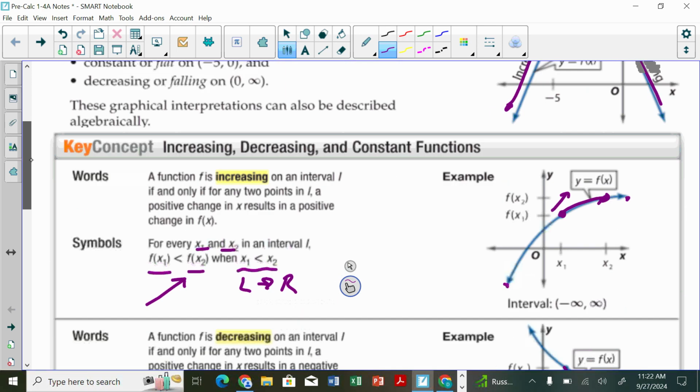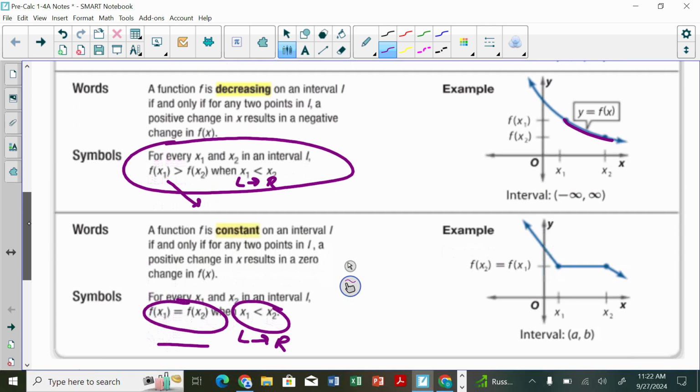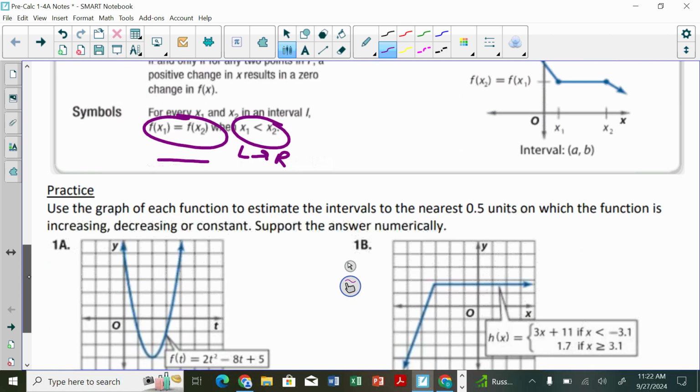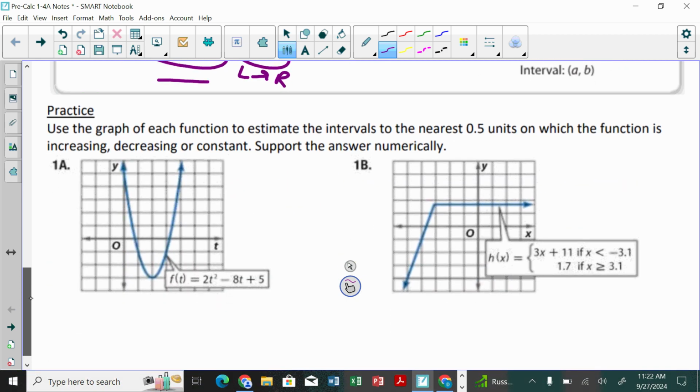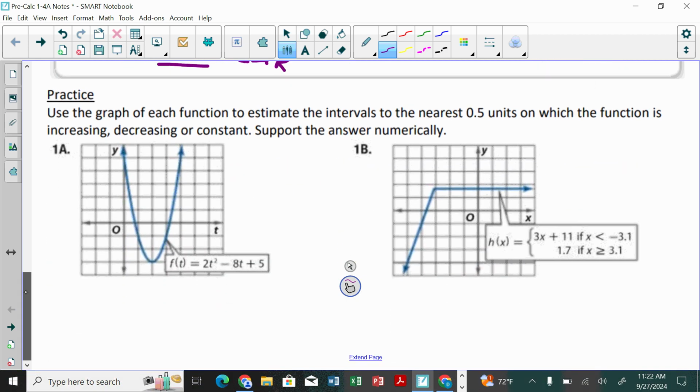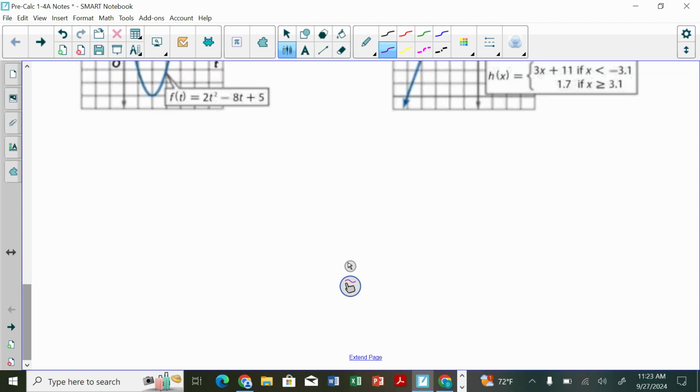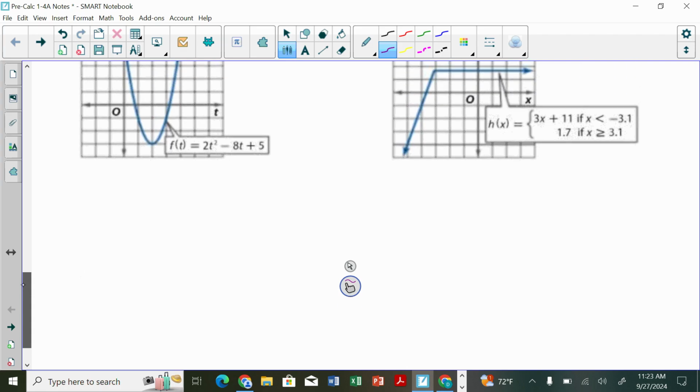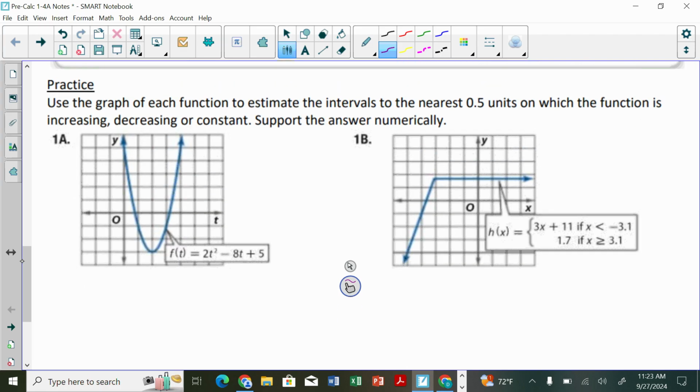All right, so continuing on, you can pause, rewind, do what you need to do on those as we go into some practice here. All we're going to do here is use the graph of each function to estimate the intervals to the nearest 0.5 units on which the function is increasing, decreasing, or constant. So we're going to look at it and give us one of those. That part's kind of easy, but the bummer part is this part here, support the answer numerically. We'll show you how to do that. That takes a little bit of time.